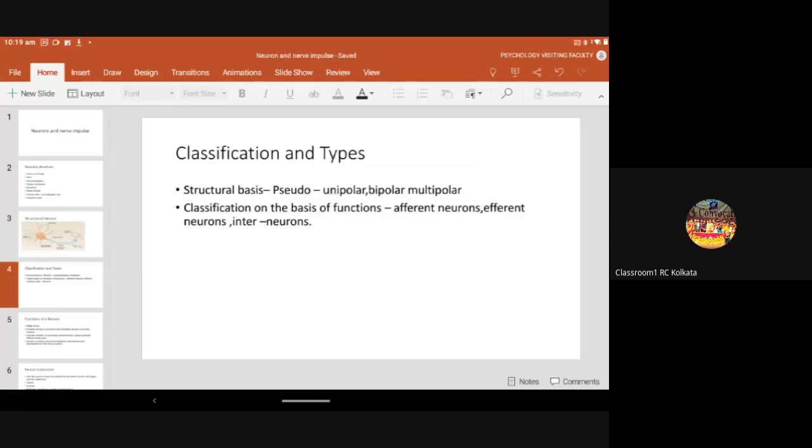These are the classifications and types of neurons. On the basis of structure and function, these can be classified into three parts. That is the unipolar, the bipolar, and multipolar on the structural basis, and on the functional basis, it is classified into the afferent neuron, the efferent neurons, and the interneurons.